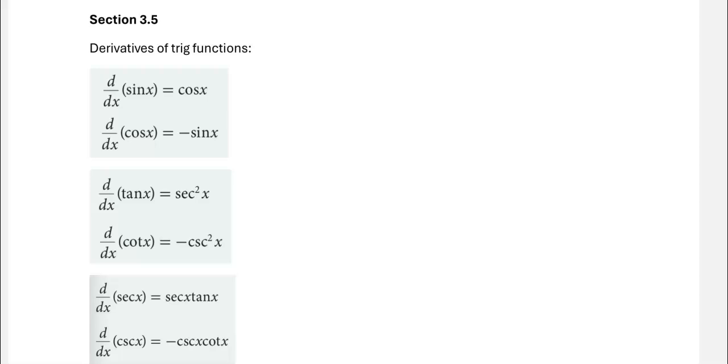In this video, we are going to talk about derivatives of trig functions. And we're going to start with sine and cosine. The derivative of sine is cosine, and the derivative of cosine is negative sine. And we are going to prove one of these. They both work the same way, so we're just going to prove one. Let's show that the derivative of sine is equal to cosine.